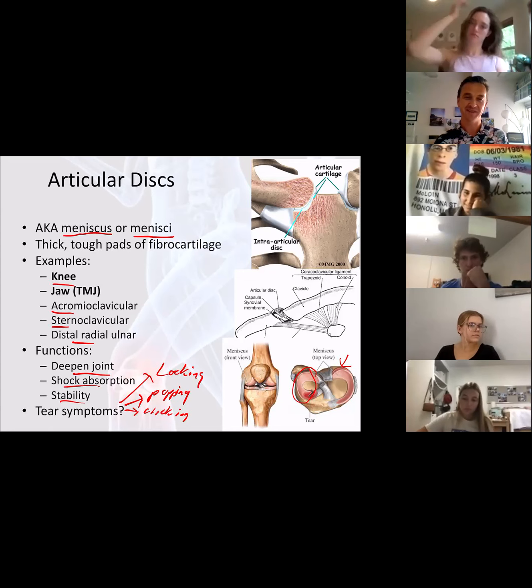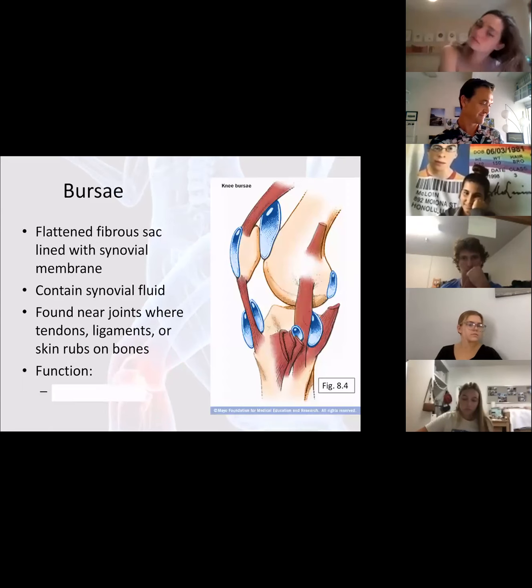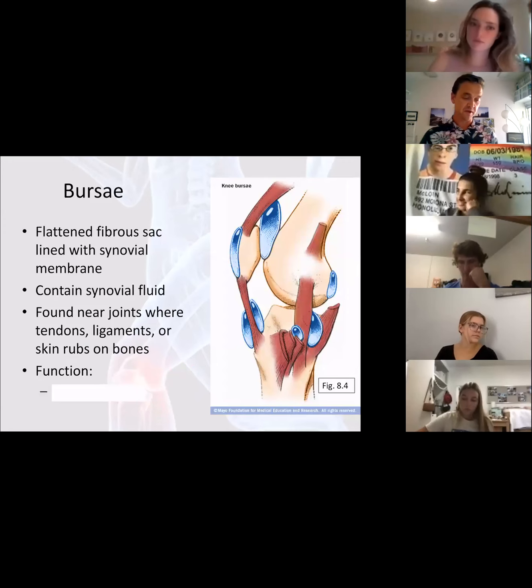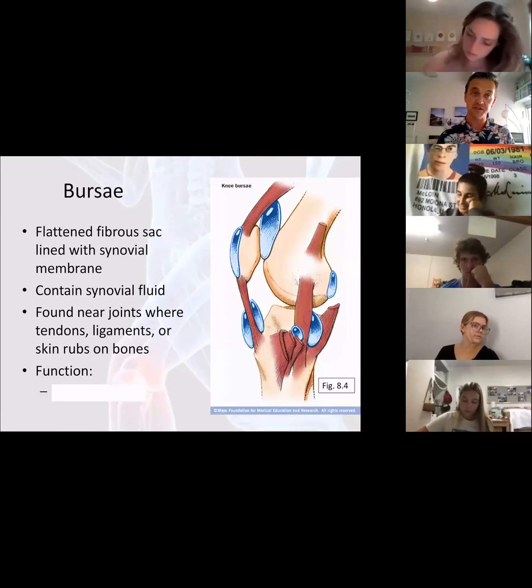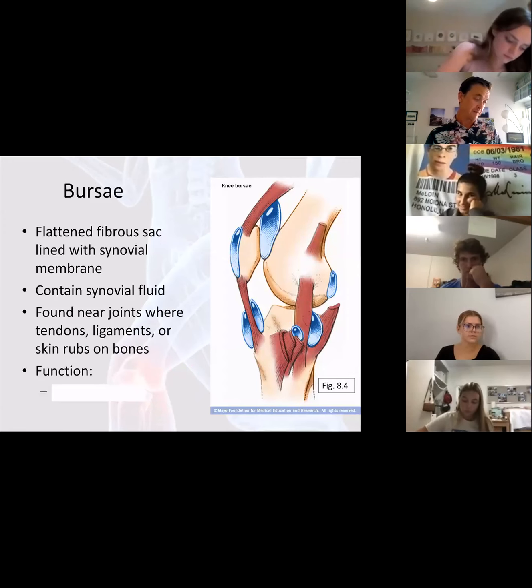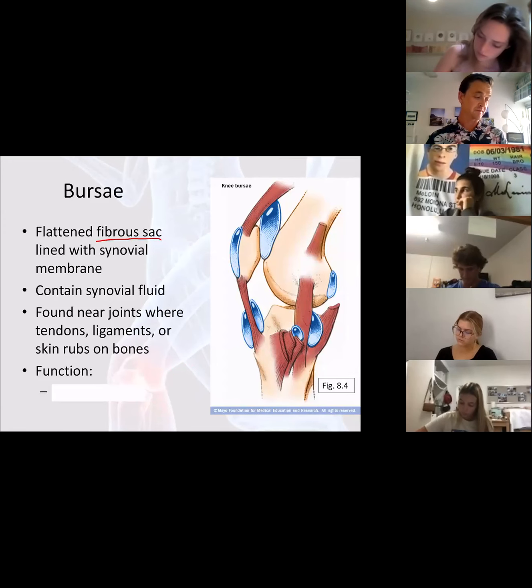But yeah. Okay, so some other structures we have around joints are, one's called a bursa, or bursae for plural. This is really a little sac full of synovial fluid.